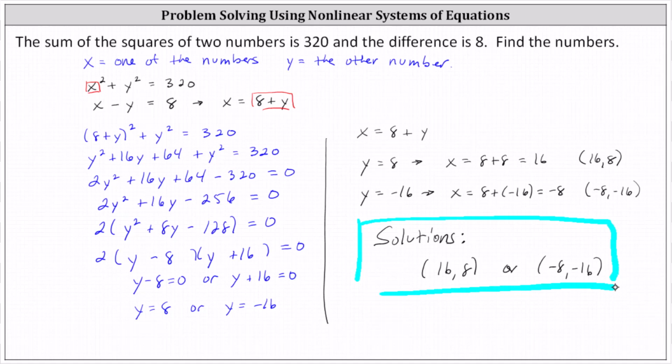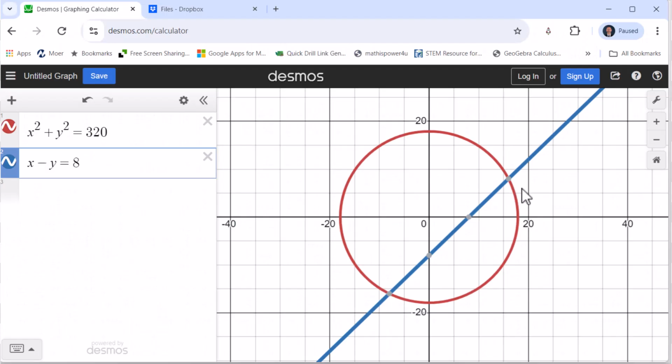Let's go ahead and check this graphically by graphing the two equations on the coordinate plane and verifying the 2 points of intersection are 16 comma 8 and negative 8 comma negative 16. I've already set this up. Notice I have the two equations already entered on the left. The circle is the equation x squared plus y squared equals 320, and the line is x minus y equals 8. Notice there are 2 points of intersection. The first point of intersection is 16 comma 8, and the second point of intersection is negative 8 comma negative 16. Verifying our work is correct.